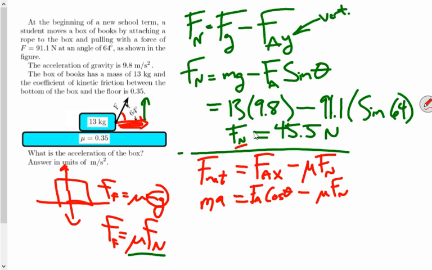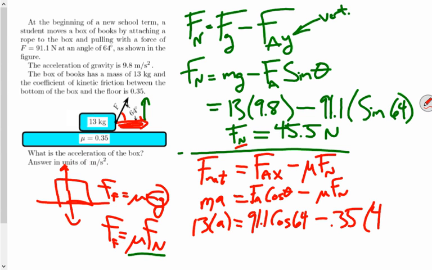All right, then we plug in underneath. So 13 times A. My force applied is 91.1, cosine 64 degrees, minus mu, whoops, I'm sorry, 0.35 times 45.5. Okay?